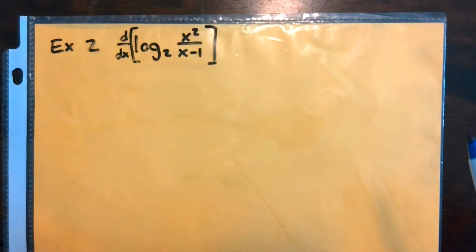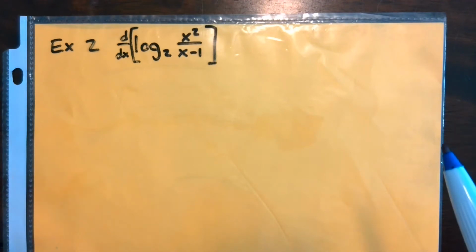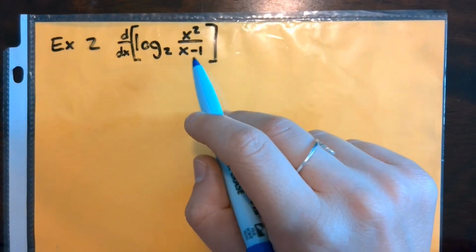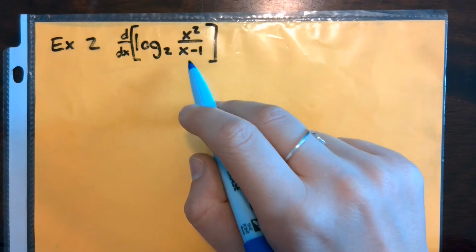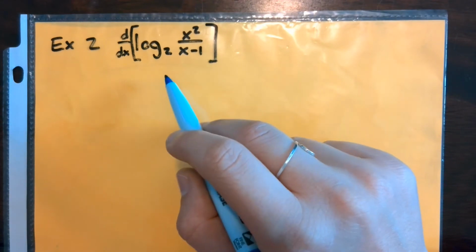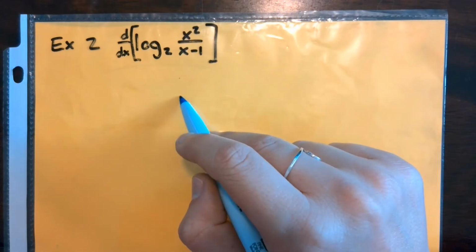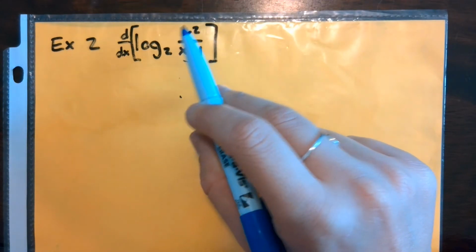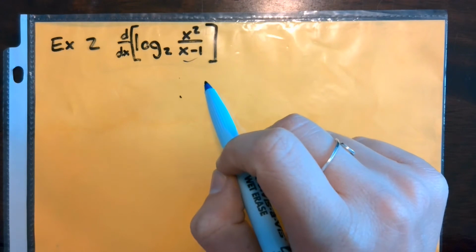So for our second example, we've got the derivative of a log, and we might notice right off the bat that it looks like we might have to end up using the quotient rule, because if we do have a log, we're taking the derivative, we're going to end up with that u prime over u at some point, and I really don't want to use the quotient rule if I don't have to.